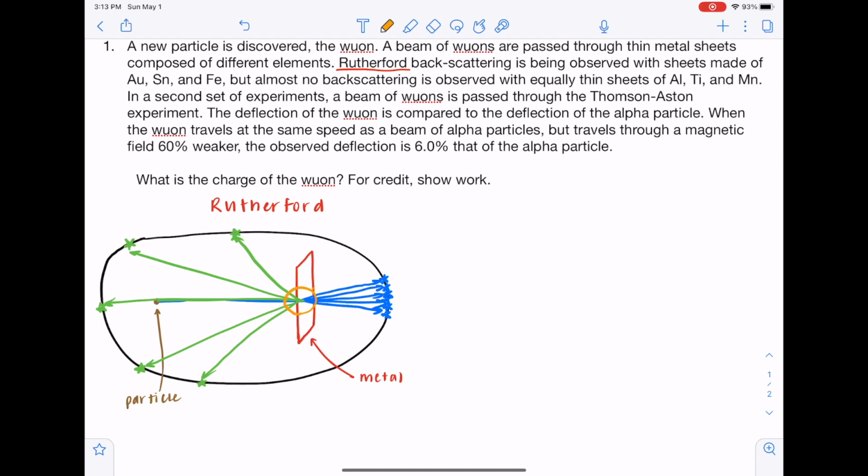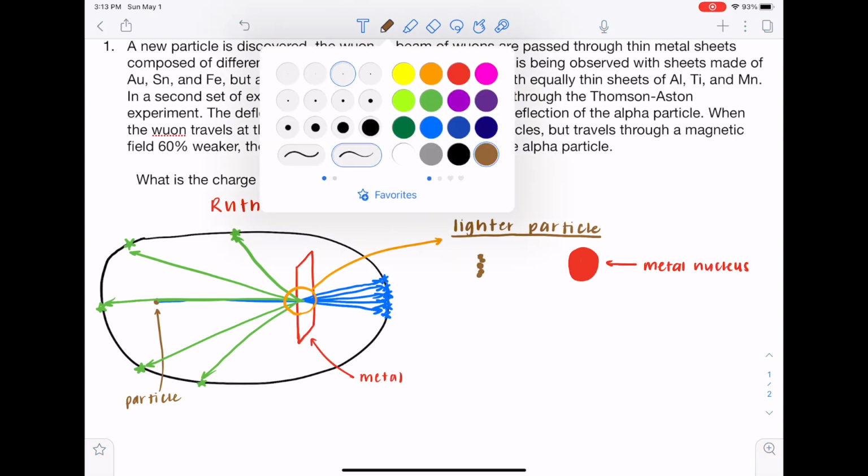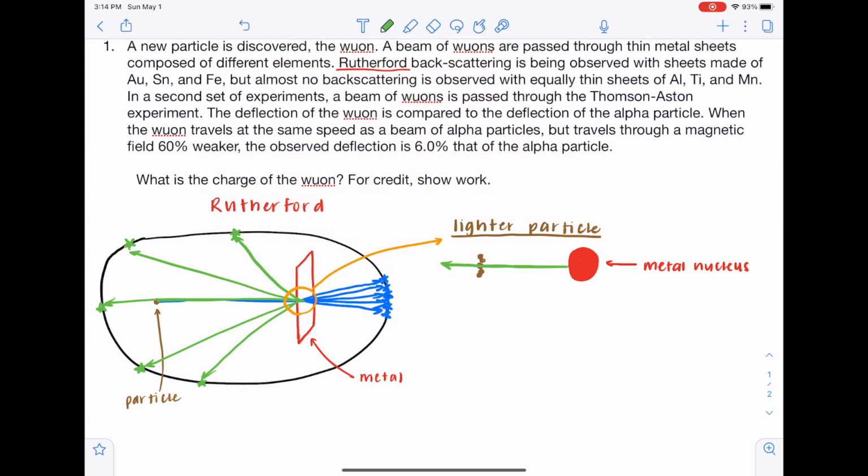So let's take a closer look at what could be going on in the experiment if a particle hits a metal nucleus on the way through. So let's say your particle is lighter than the metal nucleus. If something light hits something heavy, the lighter object will bounce off the heavier one and go to the side. Think about a ping pong ball hitting a bowling ball. If the ping pong ball hits the bowling ball, the ping pong ball would just bounce off of it.